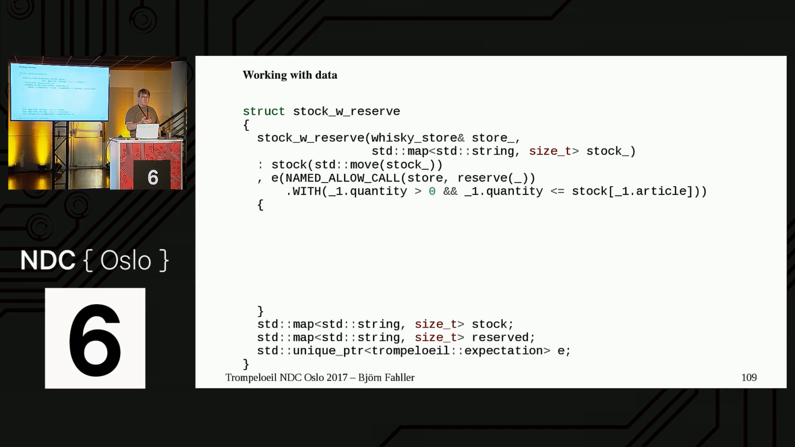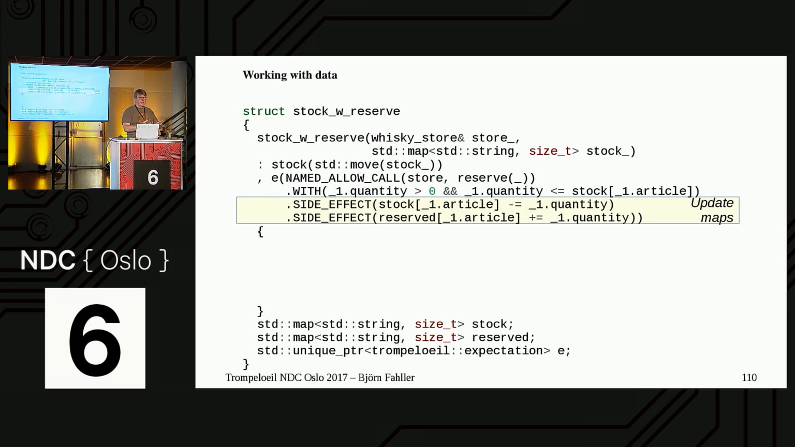And then I can refer to the member variables in the with constraint. So I say that as long as it's called with a quantity that is greater than 0, because we don't want to call reserve nothing, that doesn't make sense, and called with something that is in stock. We handle out of stock situations differently in other cases. And as a side effect, when this happens, we manipulate the store: decrement the available stock and increment the reserved quantity, and return what was asked for.